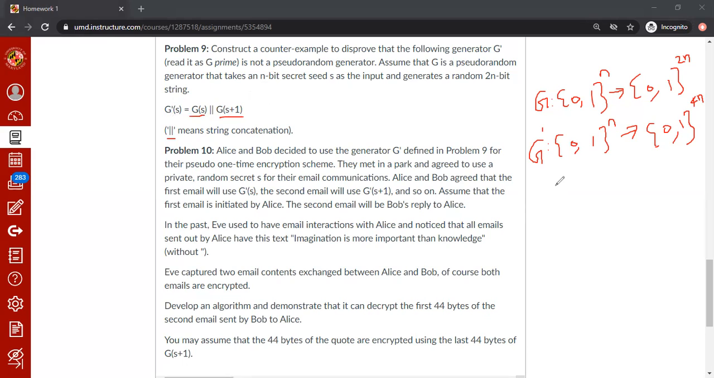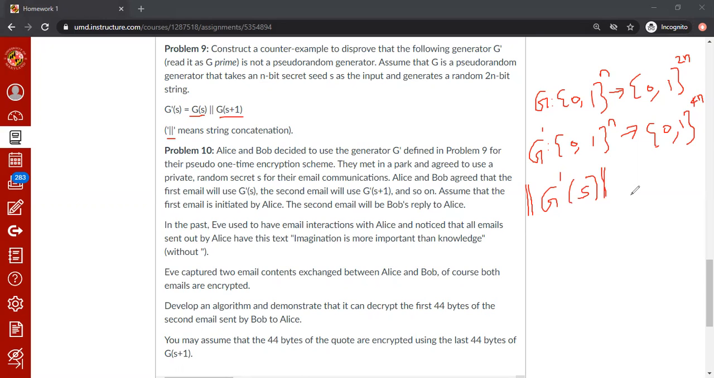If somebody gives us just G prime of some number S, and we don't know S, what will be the length of this? This is going to be a 4n-bit number. We cannot immediately tell whether this is coming from G prime of S or coming from a truly random space of all 4n-bit strings. We cannot tell easily. So we need to come up with other ways to do this analysis.